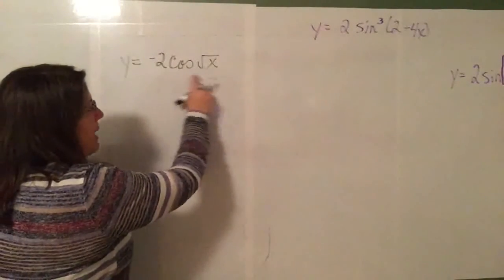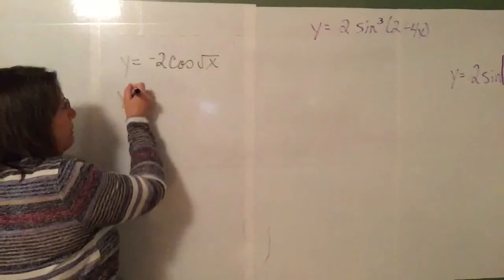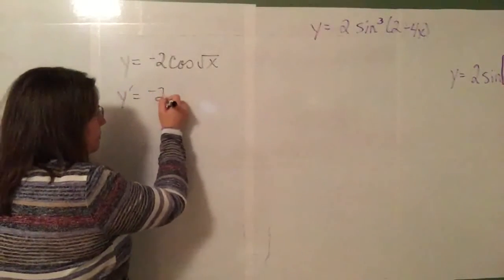That one is not to a power, so this one's a pretty simple one. Y prime, we keep the negative 2.